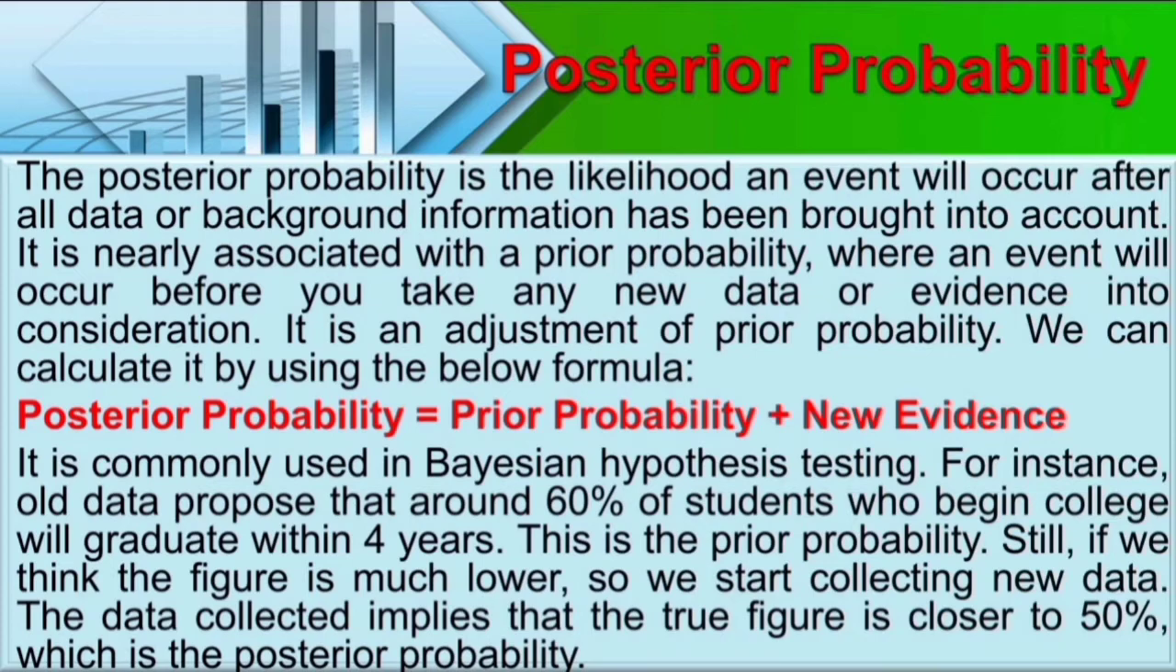It is commonly used in Bayesian hypothesis testing. For instance, old data proposed that around 60% of students who begin college will graduate within 4 years. This is the prior probability. Still, if we think the figure is much lower, we start collecting new data. The data collected implies that the true figure is closer to 50%, which is the posterior probability.